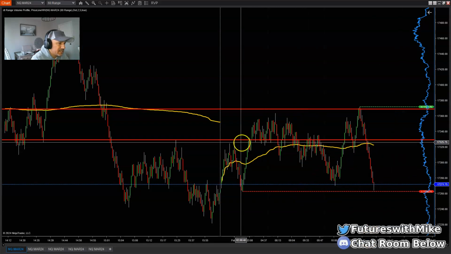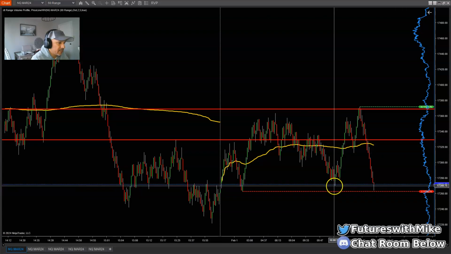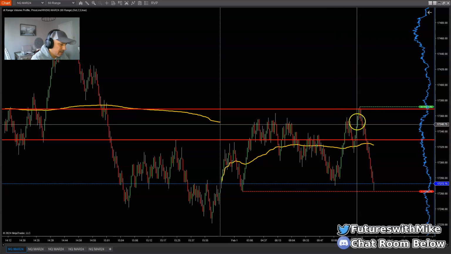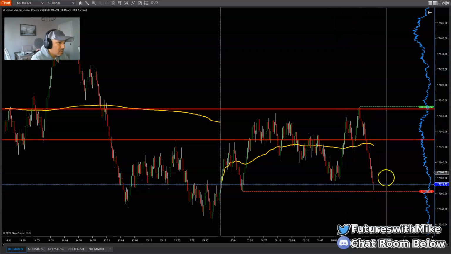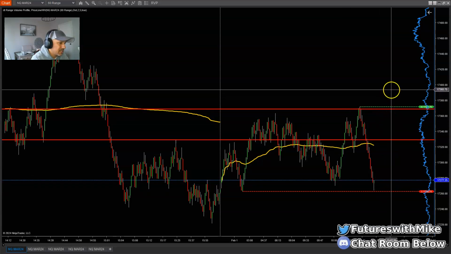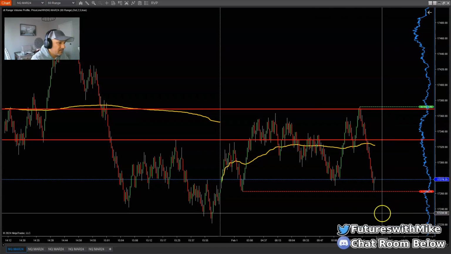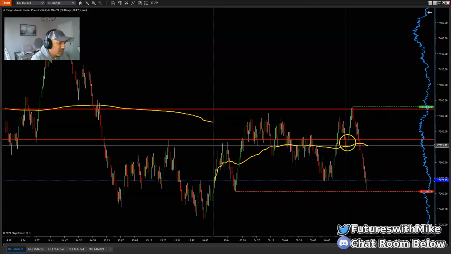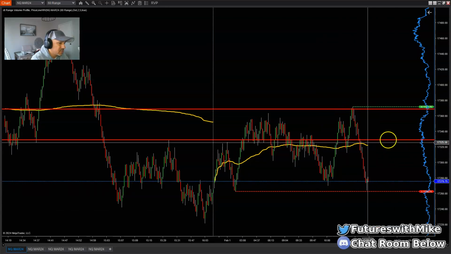So now that it's breaking through this area structure to the downside, I'd maybe be looking for possible shorts. Either that, or I want to see it break back to the upside. I don't want to be trading in the middle. So if it pushes back up here, maybe there could be a possibility of shorts in these areas up here.